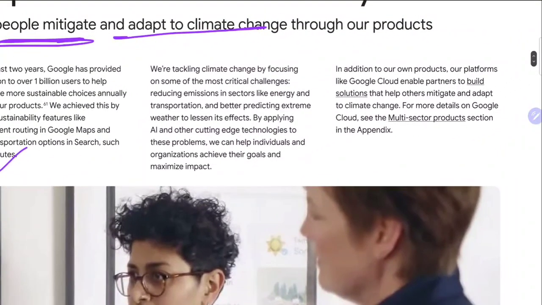Also, the company is saying we are tackling climate change by focusing on some of the most critical challenges, like what? Reducing carbon emissions in sectors like energy and transportation, better predicting extreme weather to lessen its effects. Also, by applying AI and other cutting edge technologies to these problems, we can help individuals and organizations achieve their goals also.